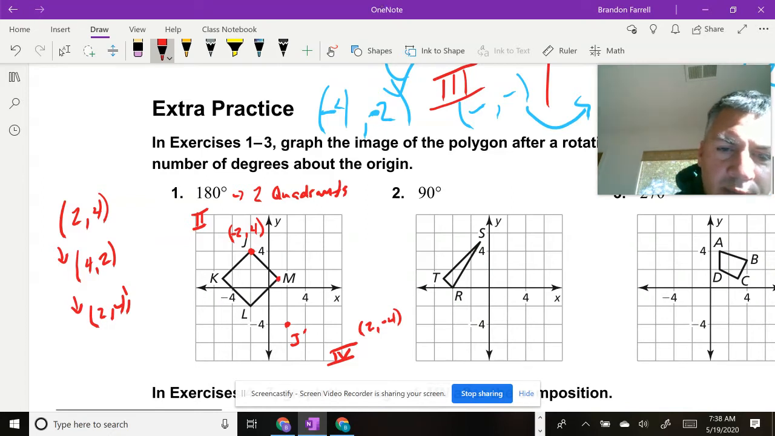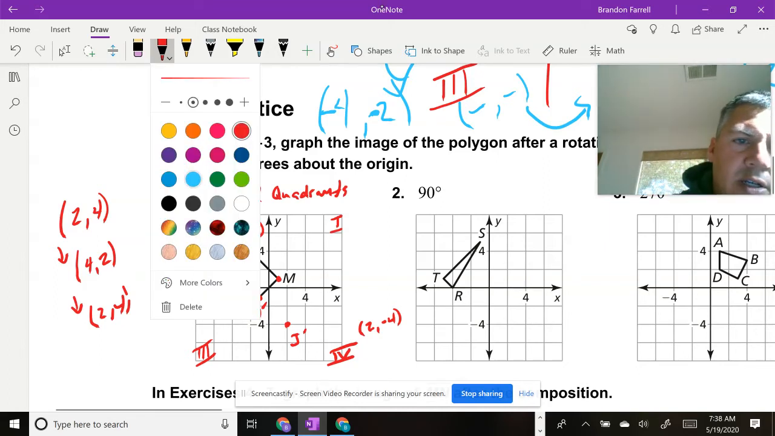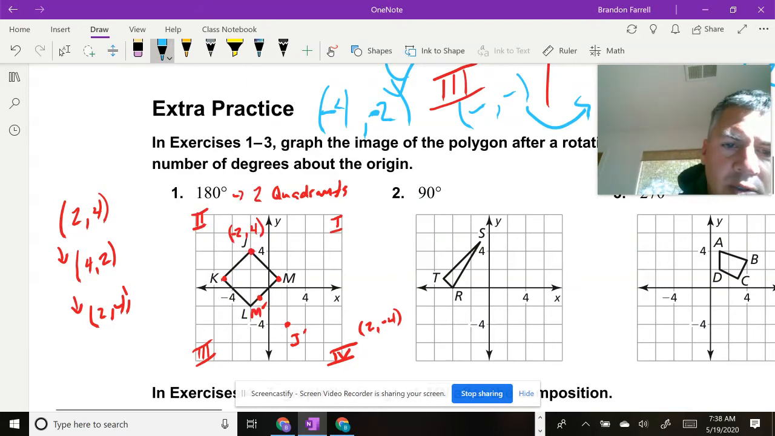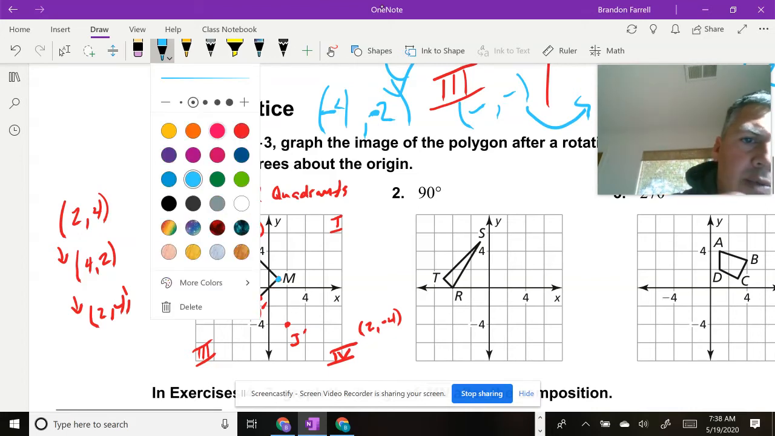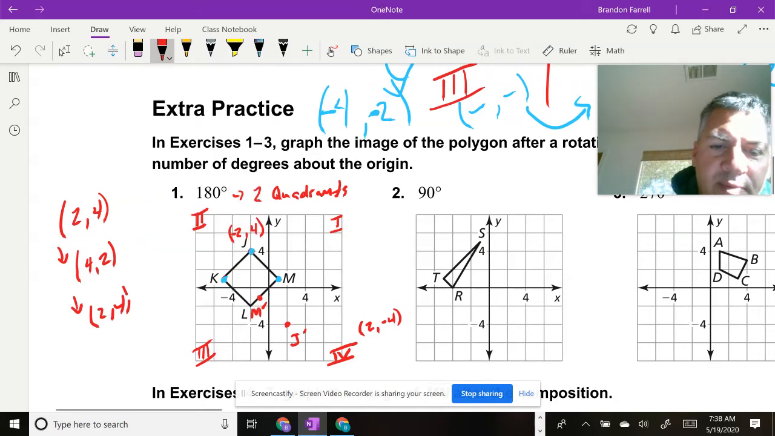M is 1, 1. So M prime is going to go along that scenario. It's in quadrant 1. It will go to quadrant 3, and we will line up here in M prime. All right. Let me actually change the colors on these originals. So the originals are right there, and right there, and my red will be the points.